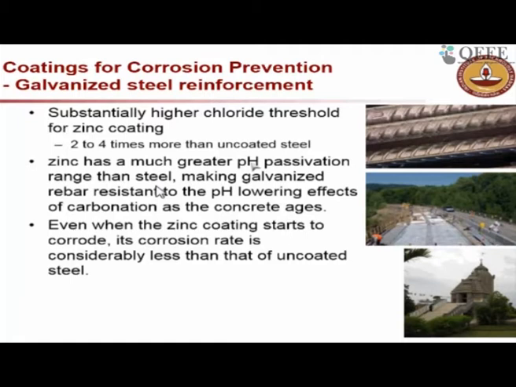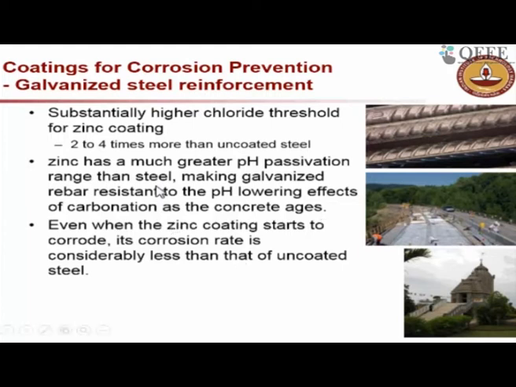In the case of regular steel, if the pH drops to about 9, or sometimes we even say about 11, if it is below 9, steel will definitely start corroding. So in the case of pH you can have a wider range and it will not corrode. And as a third case, even if it is corroding, the rate will be less.